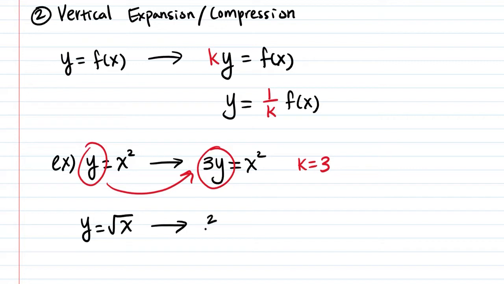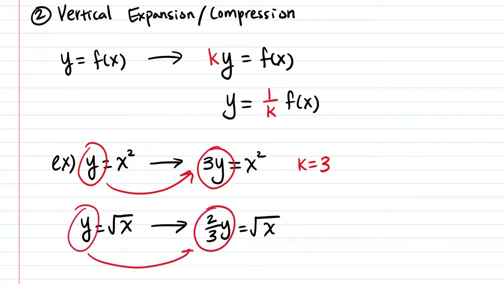y is square root of x. That becomes 2 over 3y is equal to square root of x. So this one also has multiplication for the y variable. y becomes 2 over 3y. So here the k is 2 over 3.